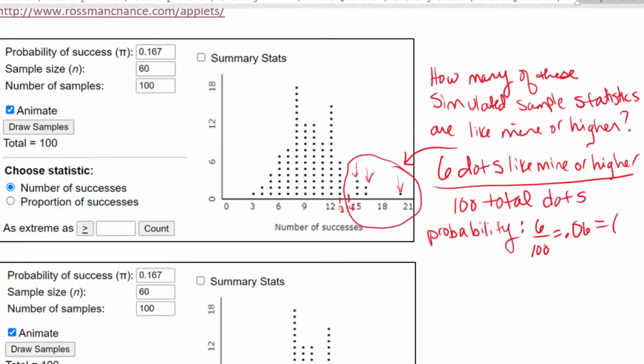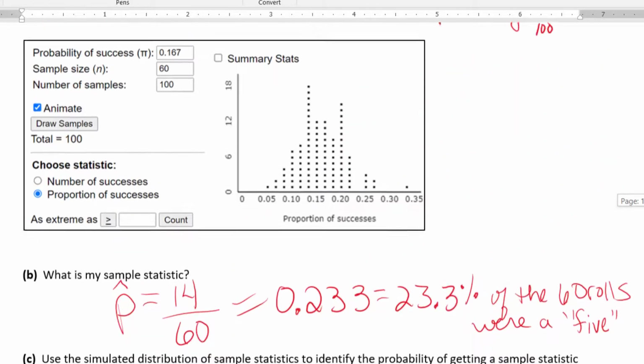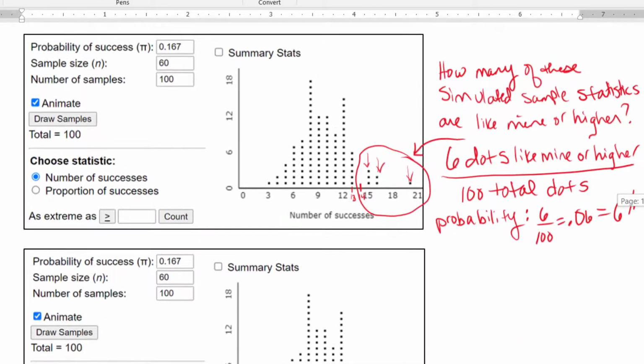or 6%. Now notice, if you ran the simulation on your own computer, or even if I ran the simulation a second time, we would get a different distribution of sample statistics. Every time you run that simulator, you get a slightly different set of dots. So you might have a probability here that's a little different, but I highly suspect it's nothing like 90%. I suspect it's less than 10%. So it should be similar to what my probability is here.